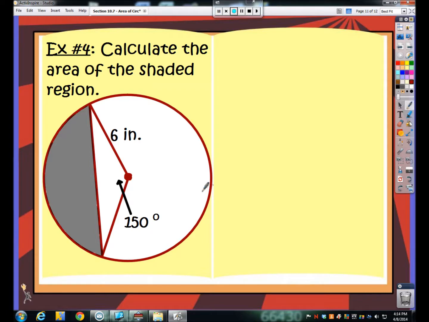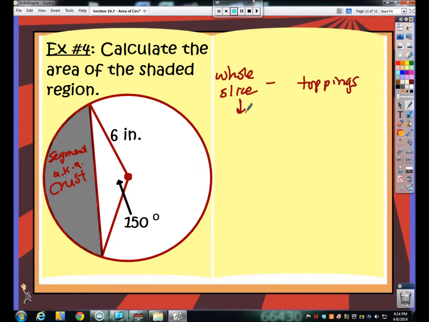So example 4, calculate the area of the shaded region, which I notice is some crust. We'll say AKA crust. It's really a segment. Okay, so I need to find the area of the whole slice. I need to subtract away the toppings. And that'll give me my crust. My whole slice, that was the sector, x over 360 times pi r squared. I need to subtract away the toppings, which was the triangle, which was the 1/2 side times side times the sine of the angle.